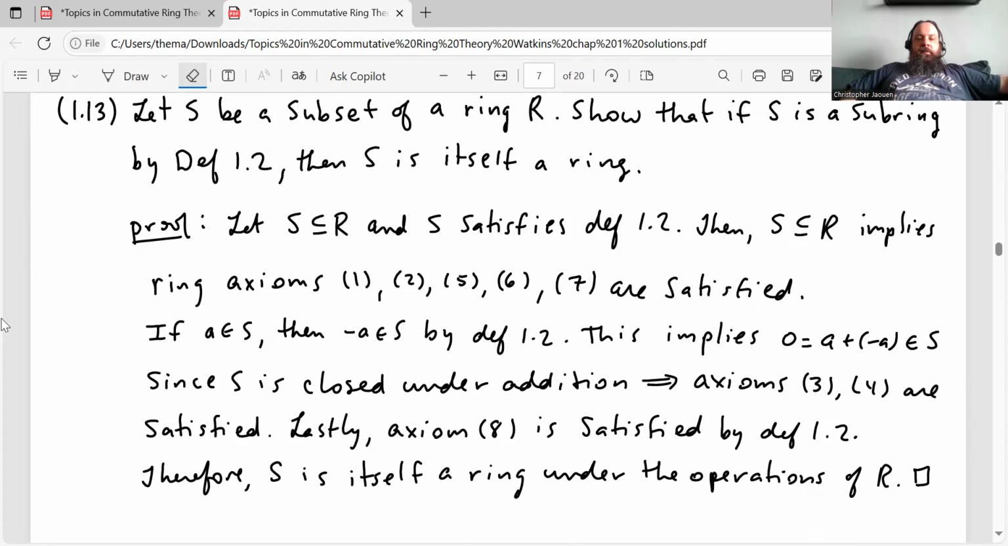Next, if A is an element of S, then negative A is in S by definition 1.2. This implies that the additive identity is in the set because A plus negative A is 0, and it's an element of S because S is closed under the operations of the bigger ring. Since S is closed under addition, that implies axioms 3 and 4 are satisfied. Lastly, axiom 8 is satisfied by definition 1.2 directly. Therefore, S is itself a ring under the operations of R. And that's it. That's chapter 1.